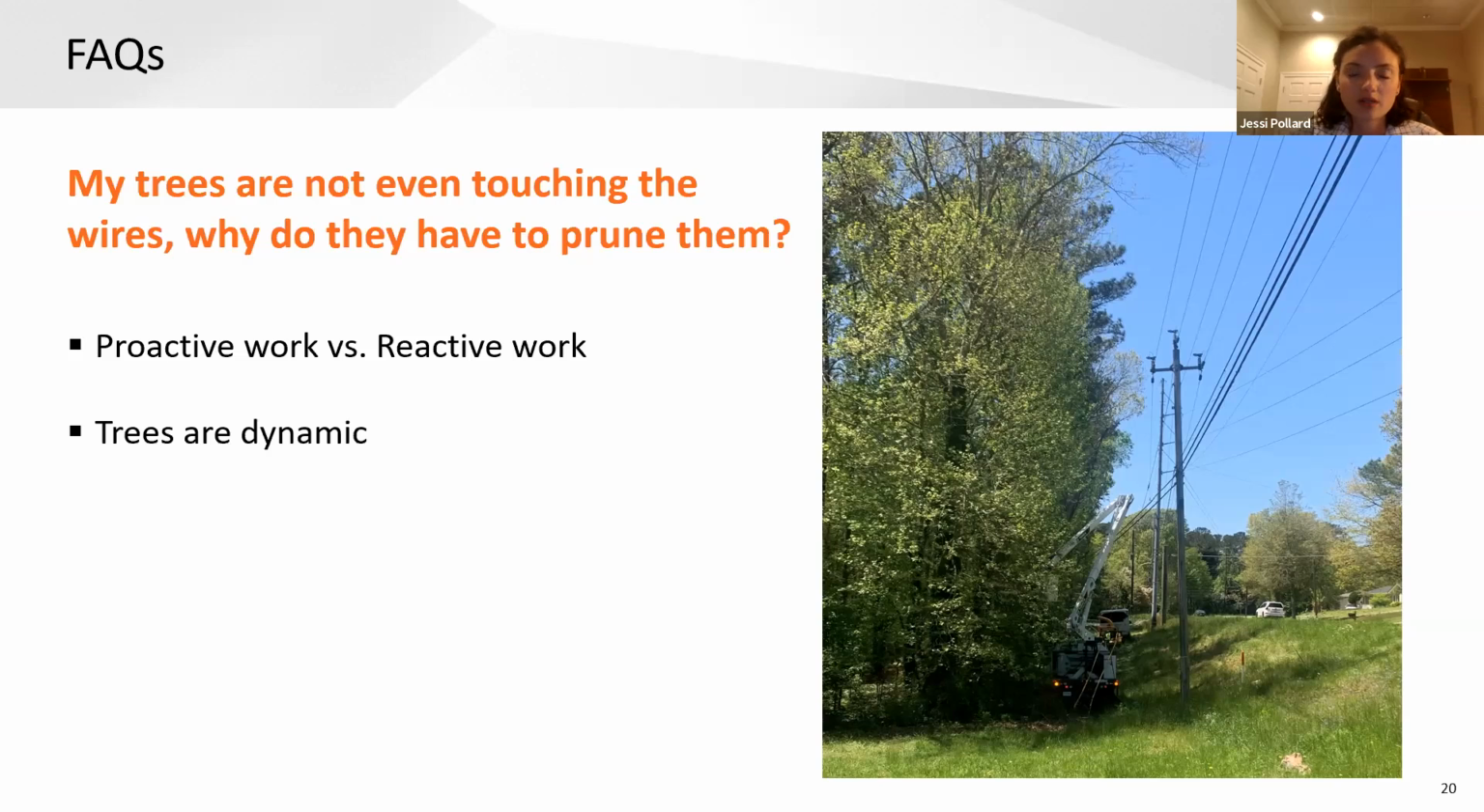Also, trees are dynamic. So, if you've ever stood or sat and watched a tree in the wind, it's swaying back and forth. So even if we trim back a tree, if we don't get enough clearance on that tree and the wind blows it into the line, we're still having an issue, either an outage or a fire hazard or one of those things, energized trees, something like that. So that's what we're trying to do. We're trying to prevent the trees from touching the wires.